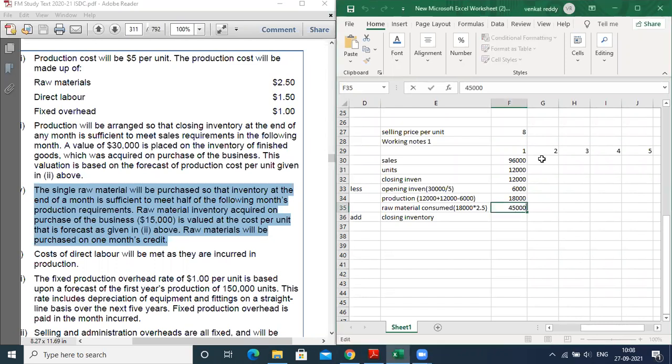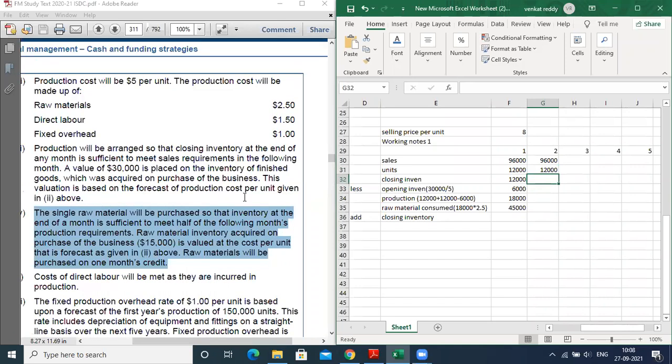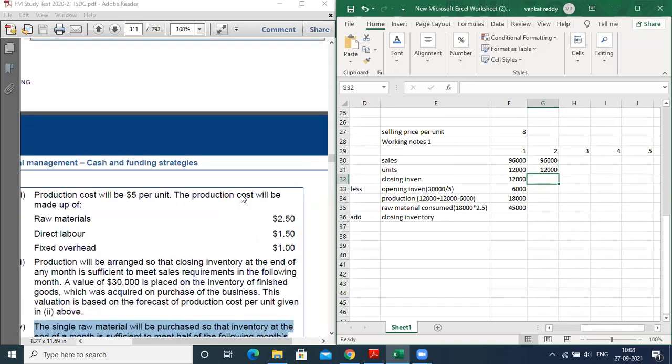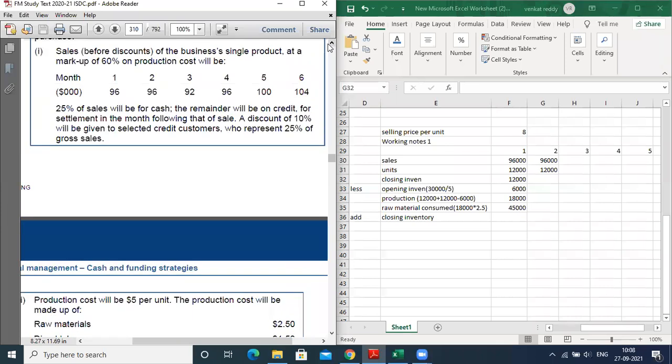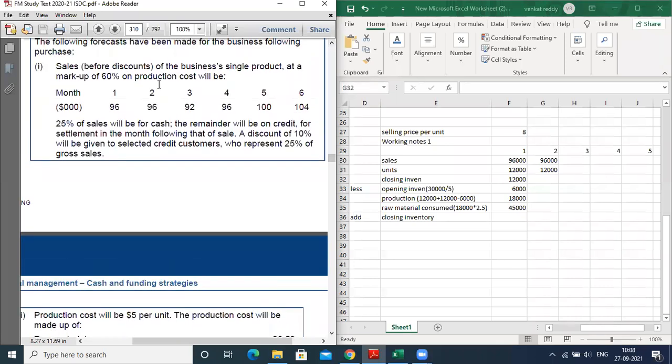So there is no change in the sales, so same figure 96,000. And units also there is no change, 12,000. Right. Now here I want someone to please help me out. What will be the closing inventory for the second month here? Number of units. I think you can easily guess it. 12,000 only.